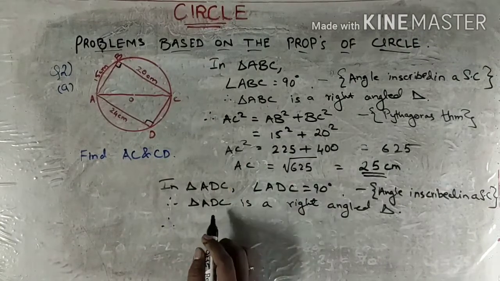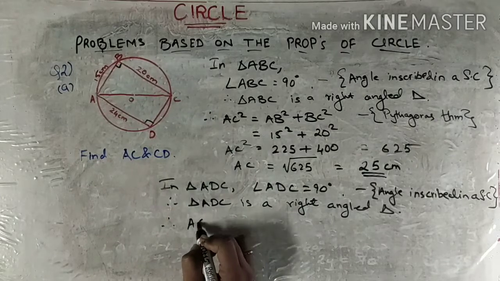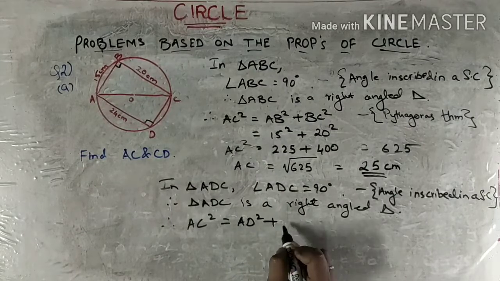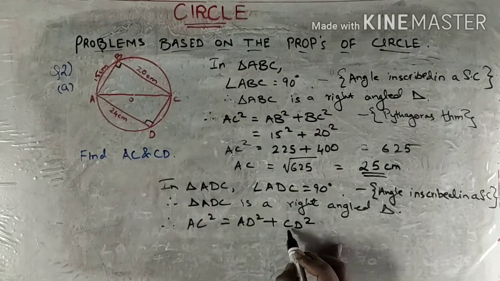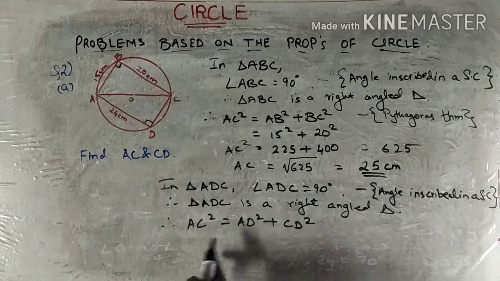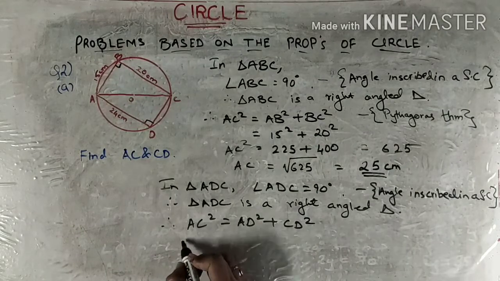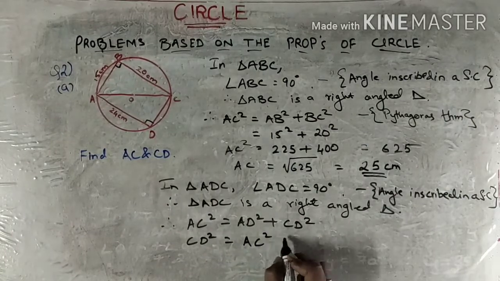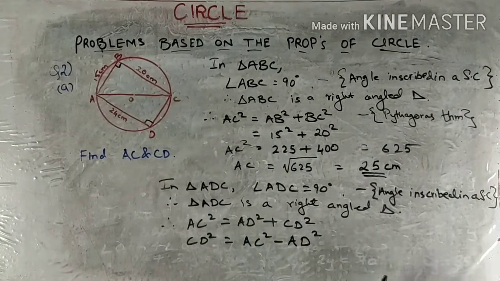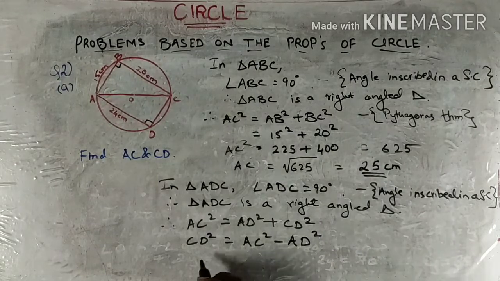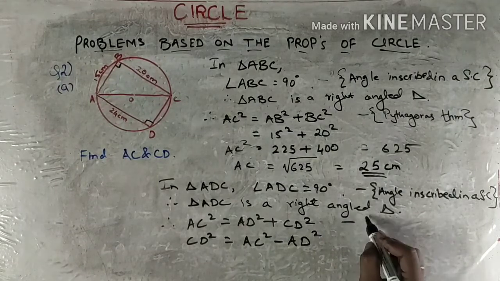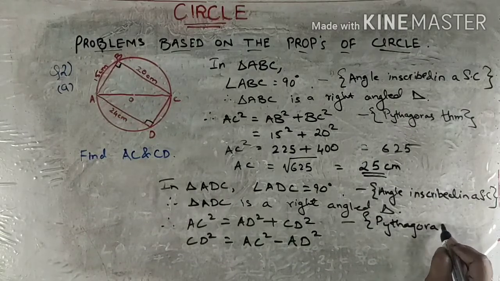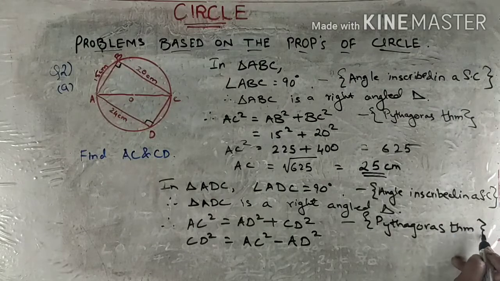Therefore AC square, hypotenuse will remain the same. AC square is equal to AD square plus CD square. We want to know what is CD. So subtracting AD square from both the sides, we get CD square is equal to AC square minus AD square. Reason, Pythagoras theorem.